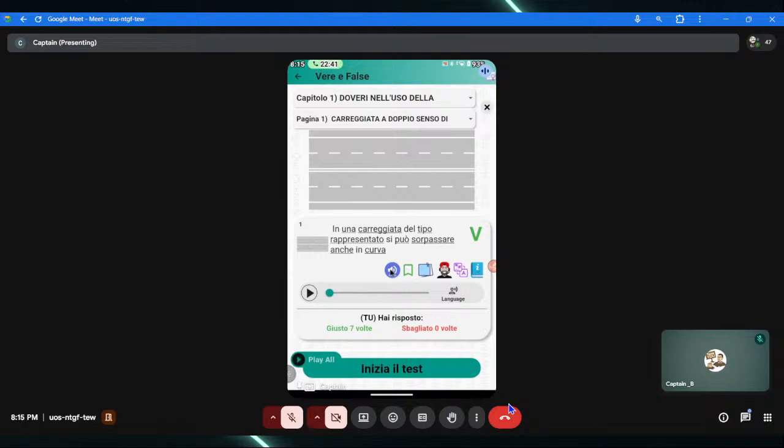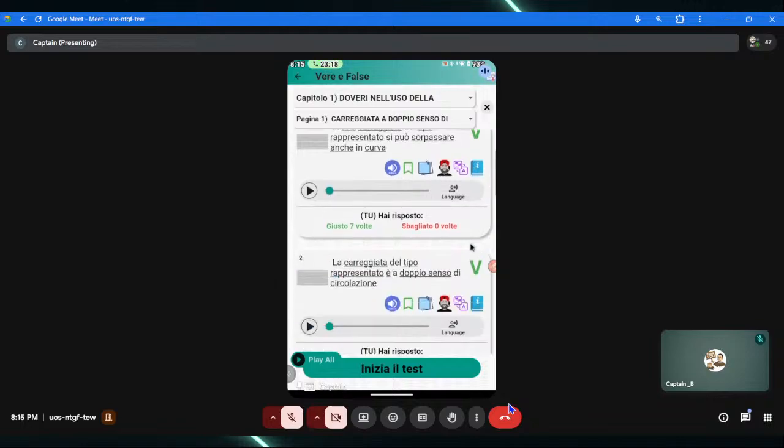In una carreggiata del tipo rappresentato si può sorpassare anche in curva. Now, he said, in una carreggiata di tipo rappresentato si può sorpassare anche in curva. He said, in the type represented, si può means you can overtake, even in a curve. Yes, it is possible. The reason why you can do overtaking in a curve is when it's what? One-way circulation, meaning un senso di circolazione. All right? And it is true. È vero.